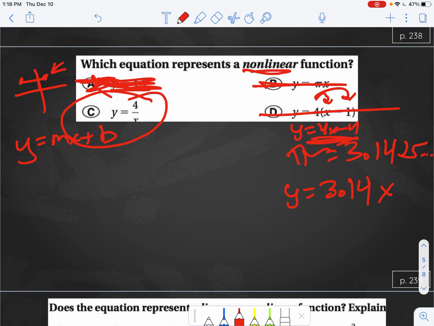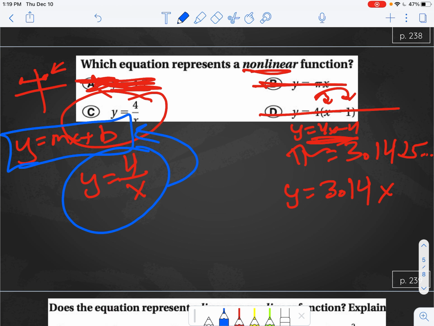Now this last one, part C, it's kind of cut off. y equals 4 divided by x. We do not have anything in our y equals mx plus b form, or any way that we could change this y equals 4 over x to make it match our y equals mx plus b.